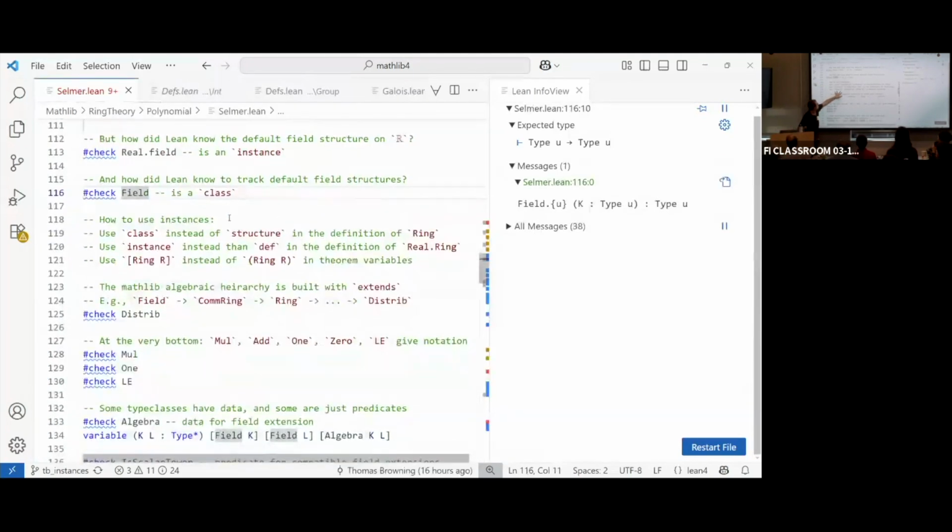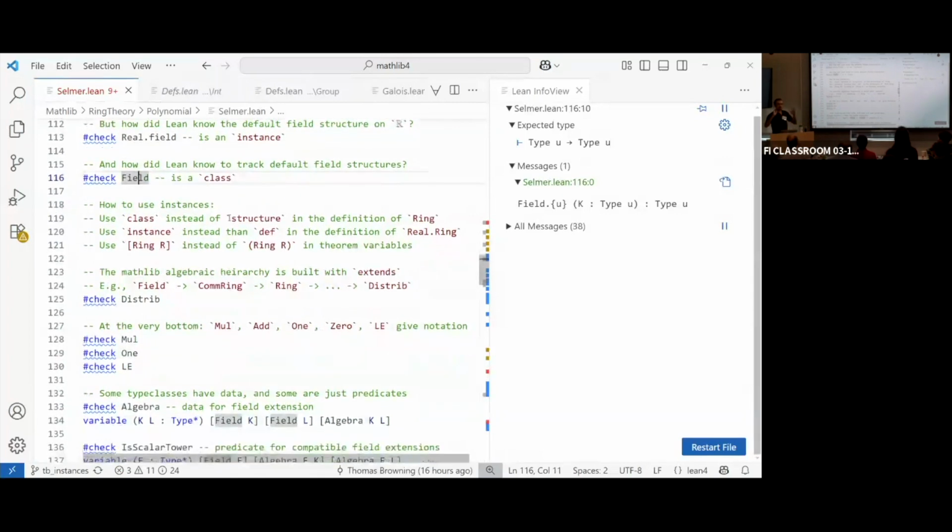And then the third thing is using the square brackets in theorems, so that they can be used without manually respecifying the instance. Okay. So yeah, please interrupt me if there's questions, but this is why Mathlib does things this way.